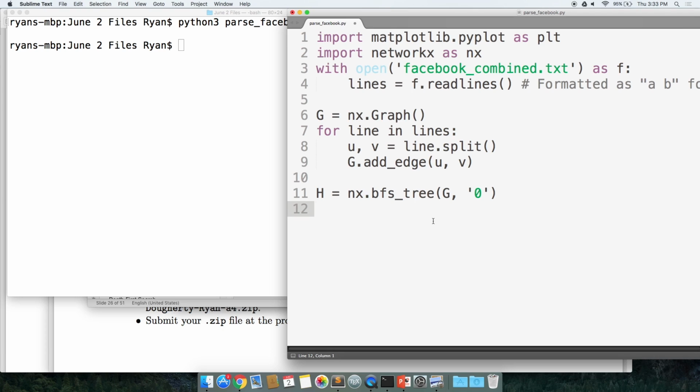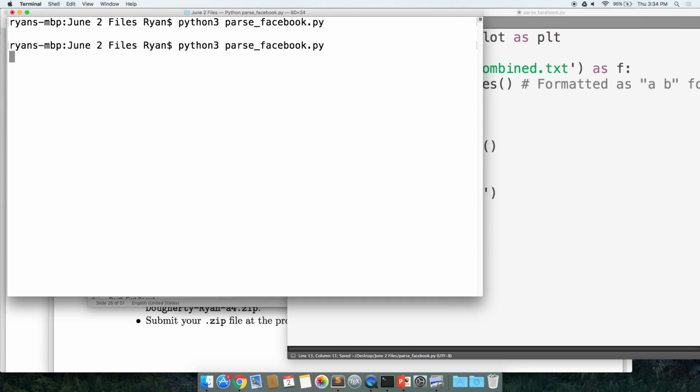It turns out that there are a lot of methods in NetworkX that allow you to draw graphs using matplotlib. So what I'm going to do is call nx.draw of h, and then I'm going to call plt.show. nx.draw just makes a figure in the background, and plt.show will actually show the figure. So if we run this, it will take a really long time.